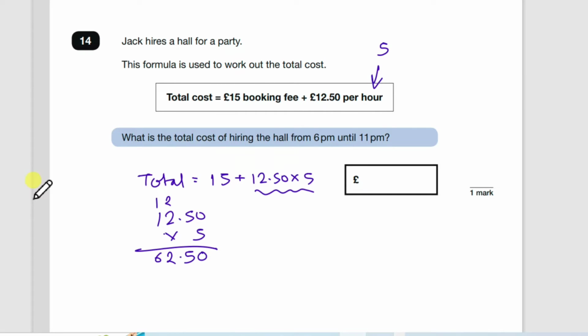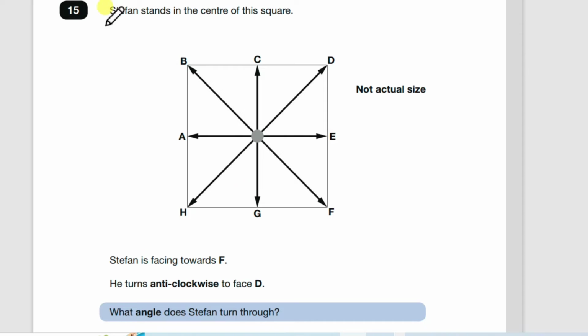Now let's add 15 to it. So 62.50 plus, and because 15 is a whole number, it has to go underneath: 62.00. Adding this up, you should get 77.50. So the total cost is £77.50.